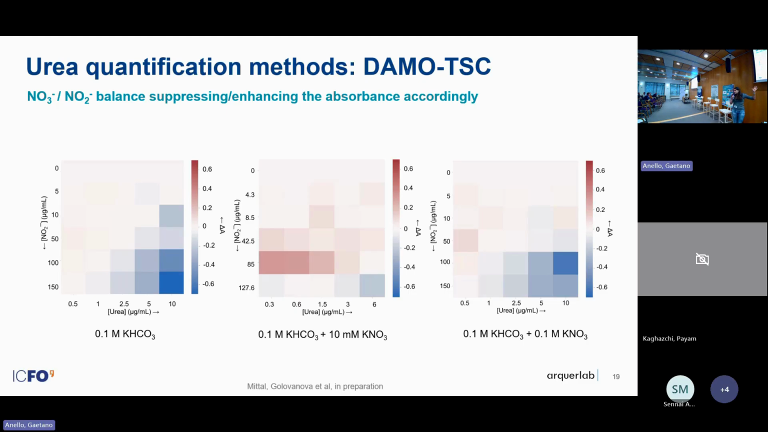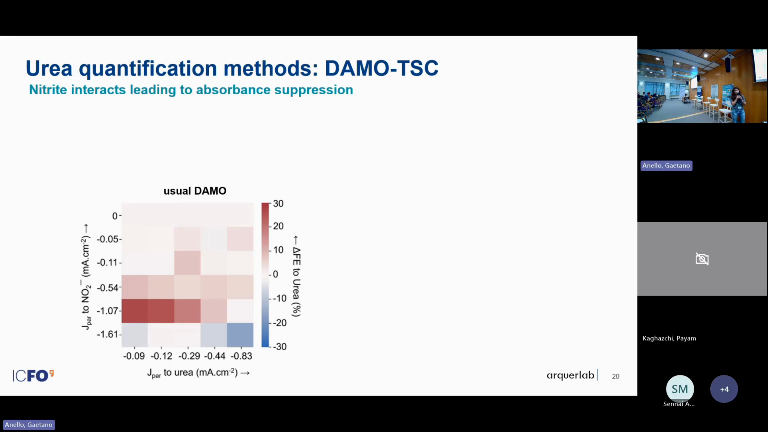And we estimated very roughly how to translate the change in absorption to the FEs. If you take a typical current density and translate it into the error in the Faradaic efficiency, it could lead to an error of up to 30%. So this is the huge error that comes in the DMO method with the nitrite interferences. So how can we deal with that?